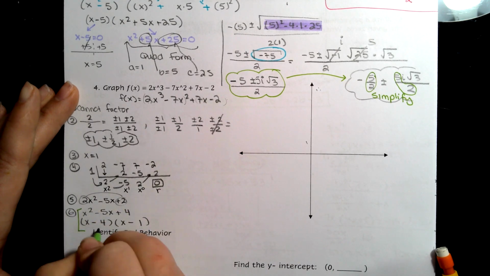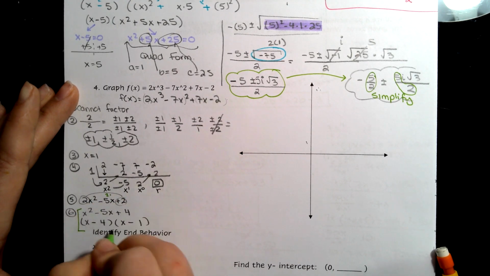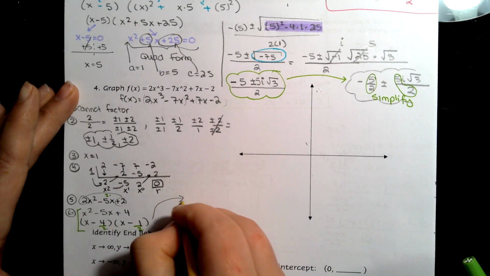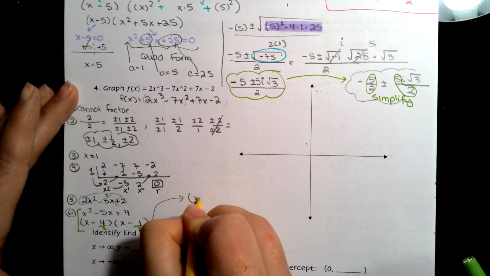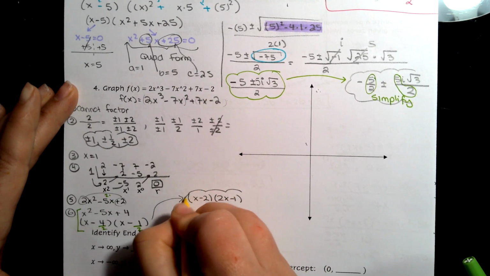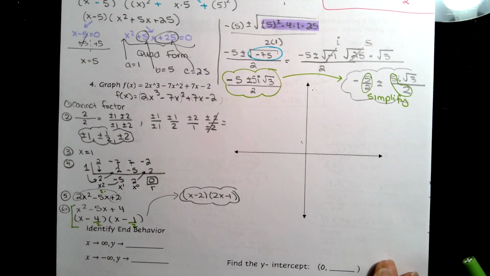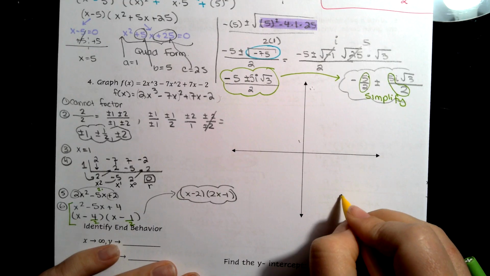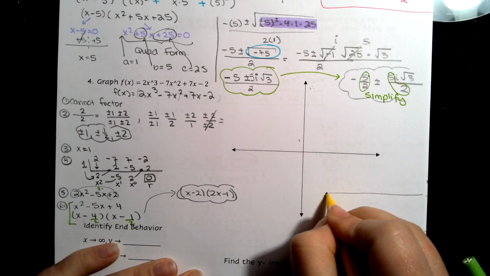Again, this is not what you have. Since we multiplied by 2, we need to divide by 2. So our factors are x minus 2 and 2x minus 1. Okay, so a few things. First thing we need to do is write our factors and write our roots. I'm going to use some space here.